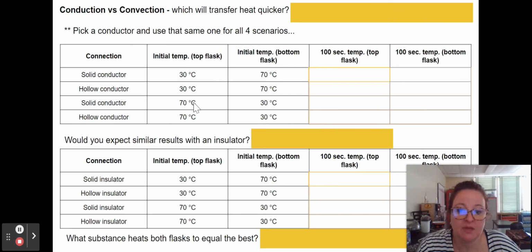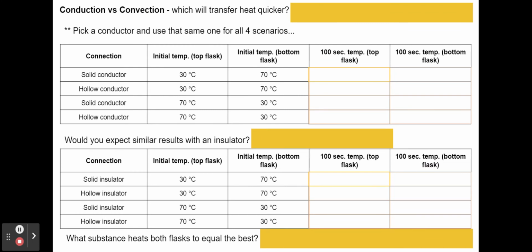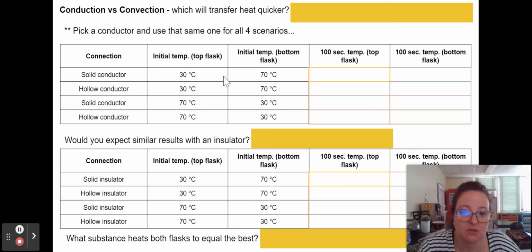And then you're going to do it again, because the first time you have 30 degrees Celsius at the top of the triangle, and then the second time you run it, you have it at the bottom. So 30, 70. See where I'm getting this 30, 70 from? So you'll look at that and you'll record the temperature after 100 seconds.